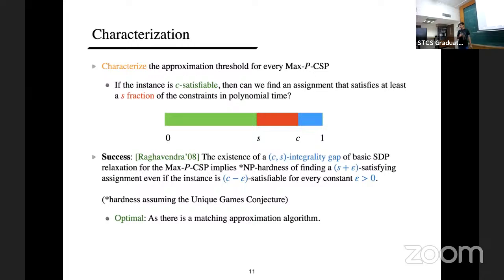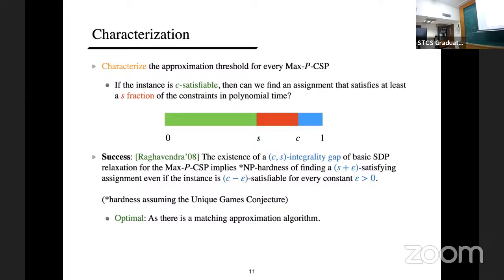So this is the existence of this integrality gap, and it implies this. So what do you mean by a matching approximation error? This says that if you give me a C minus epsilon satisfiable instance, it's hard to find an assignment that satisfies S plus epsilon. There's also an algorithm that says that if you give me a C satisfiable instance, it gives an assignment that satisfies S plus epsilon. But why is it not an if and only if? I thought it is, right?